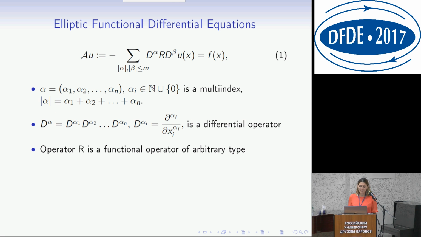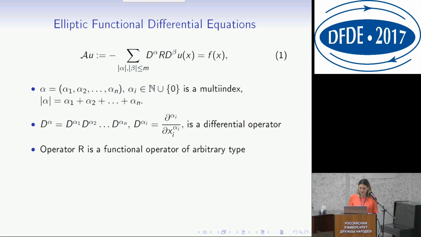First of all, I would like to define what type of equation I call elliptic functional differential equation. The general form of it is given by formula 1. Here alpha is a multi-index. D alpha is a differential operator that equals this composition. The same is true for beta. The operator R is a functional operator of arbitrary type. It could contain shift transformations, contraction transformations, or a combination of these transformations. Thus, we consider a 2m-order partial differential equation in n-dimensional space with special transformations of variables of the unknown function.